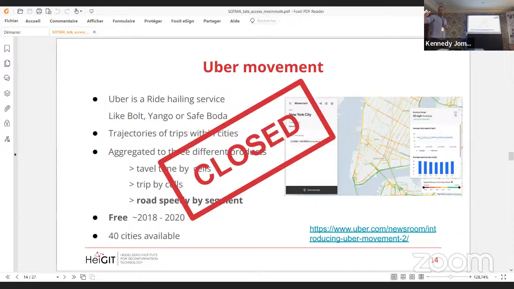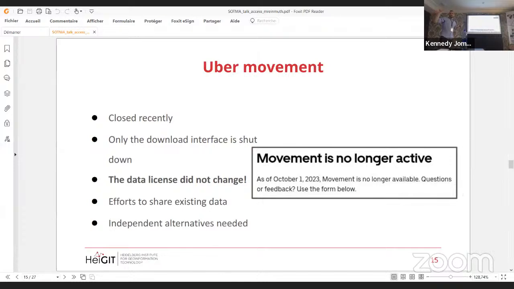Can you go to the next slide? So, but then this happened. This data source is closed now. Before it was totally free and available, and with a very free license. I think except for commercial use, you could do anything with it. But now it's closed. But can you go to the next slide? So it's closed recently, just 1st of October. But only the download infrastructure, like the interface, is gone. The data license didn't change. So if you still have it on your hard drive, you can use it.